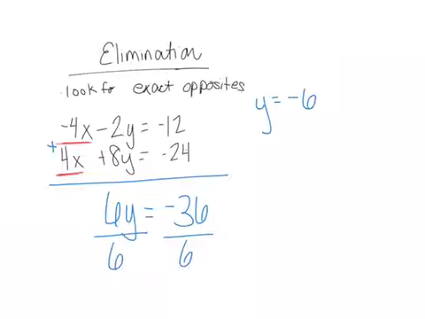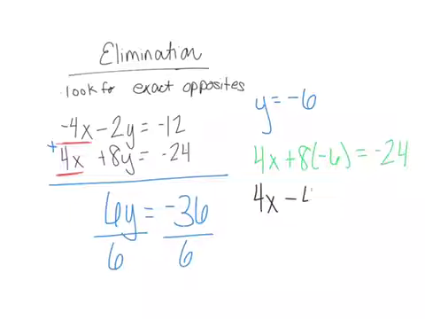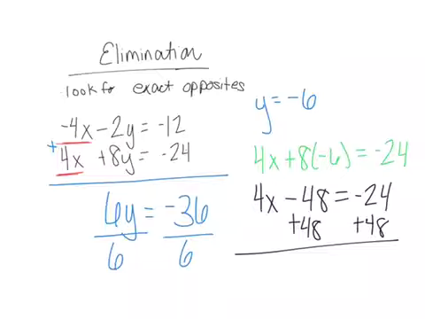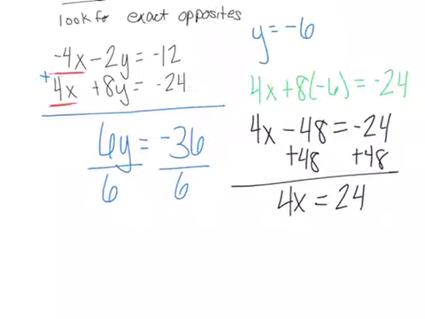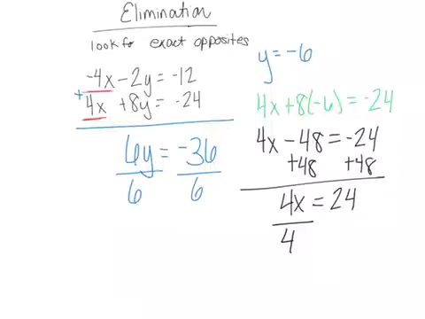Now I need to plug that y value back into one of these original equations. I'm going to choose the bottom one because it has less negatives in it. So I'm going to say 4x plus 8 times negative 6 equals negative 24. One equation with one variable that I know how to solve. 4x minus 48 equals negative 24. Add 48 to both sides. I get 4x equals 24. And then when I divide by 4, I'm going to find that my x value is 6.